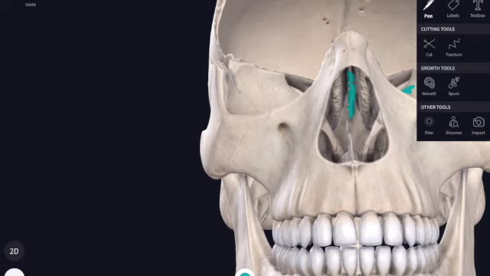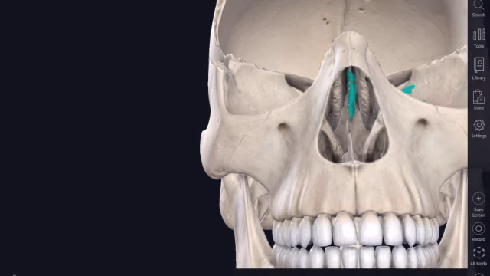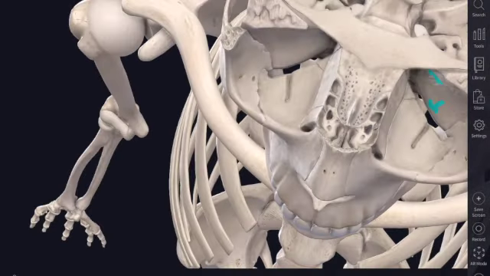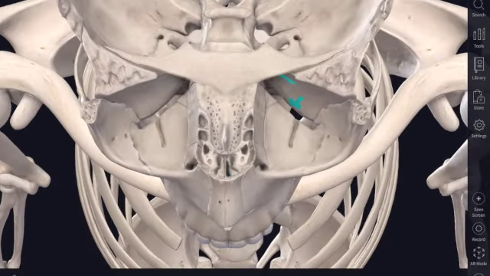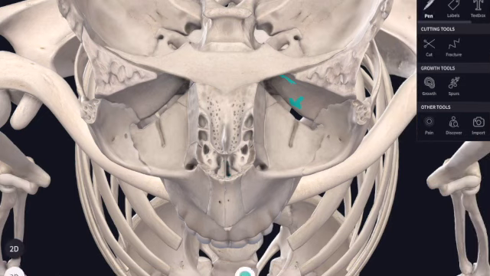The cribriform plates and crista galli and the olfactory foramina are all right in here. The crista galli is here. The olfactory foramina are the little dots. The cribriform plate is what all of these structures are on.